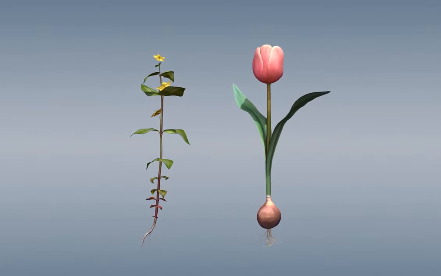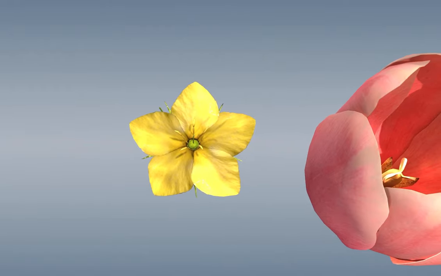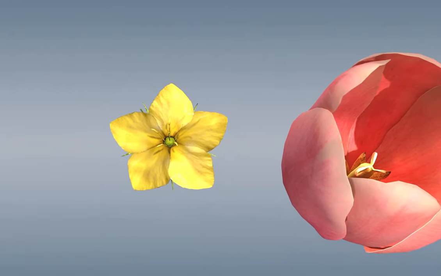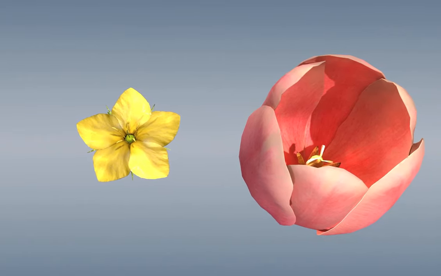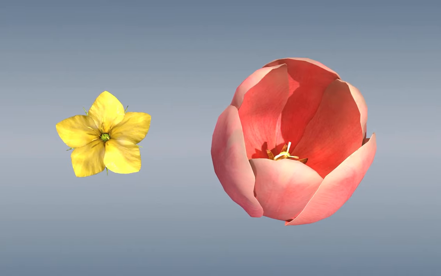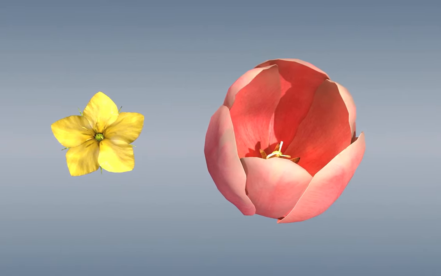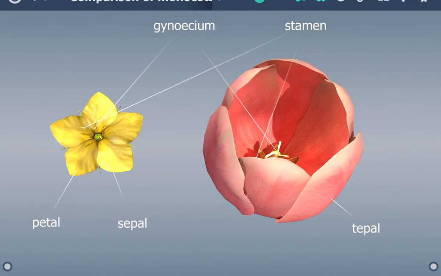There are also differences in the structure of dicot and monocot flowers. In dicot flowers, the perianth is differentiated. It consists of petals and a sepal. The flowers display pentamerous radial symmetry, meaning the number of their components can be divided by 5. Yellow pimpernel flowers, for example, consist of 5 sepals, 5 petals, and 5 stamens.